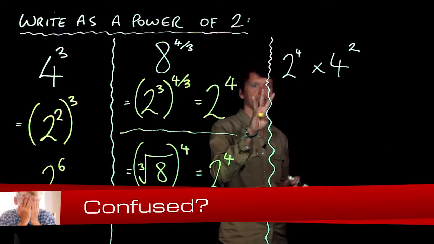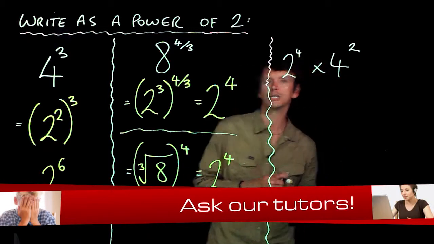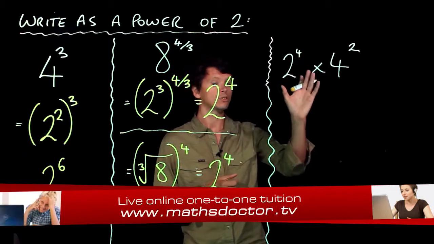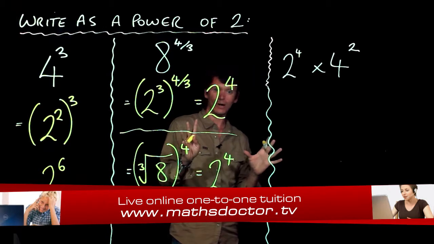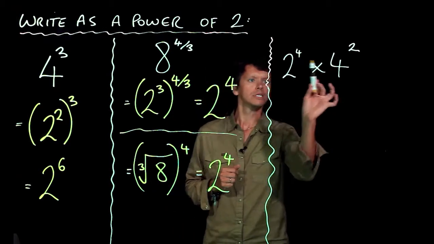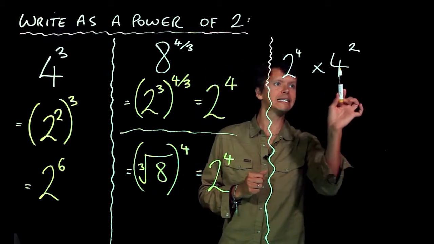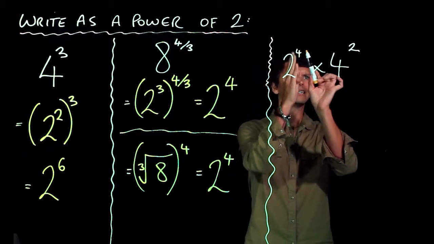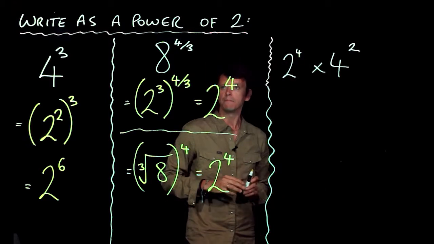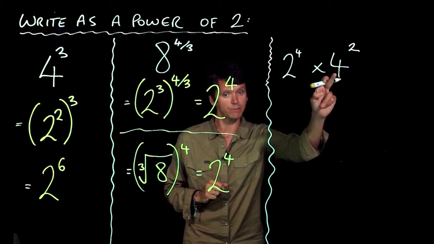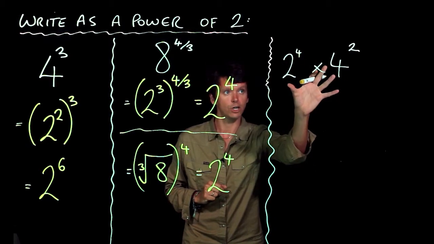Okay, let's try and use this in a longer calculation. Here we've got 2 to the power of 4 times 4 to the power of 2 times 4 squared. Don't, whatever you do, start multiplying your base numbers. 2 times 4 is 8, and adding your powers, 8 to the power of 6, no. We've got different base numbers here, and we need to deal with that fact first.